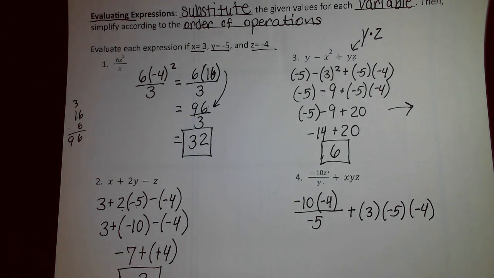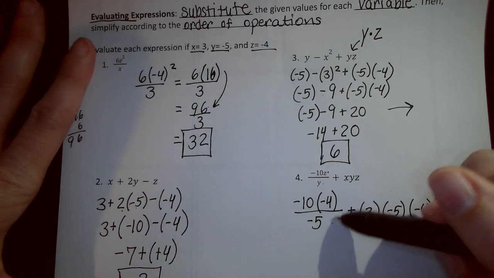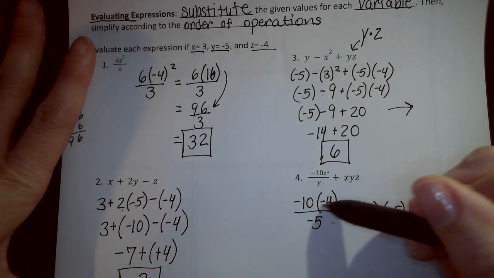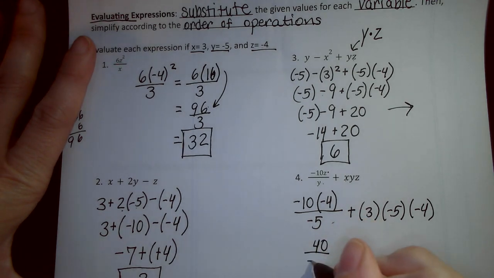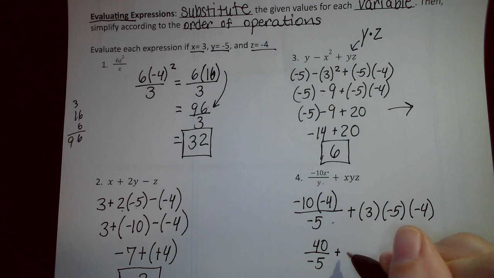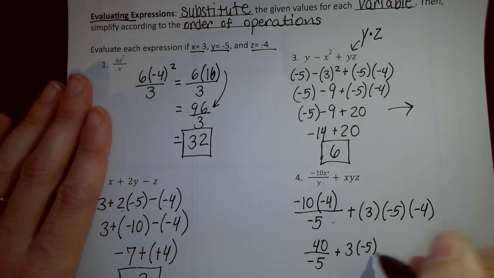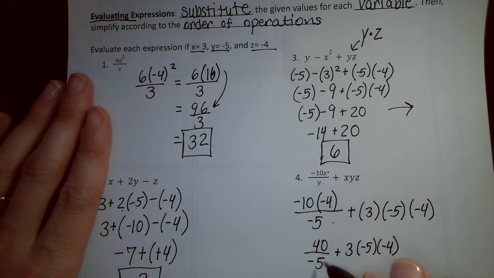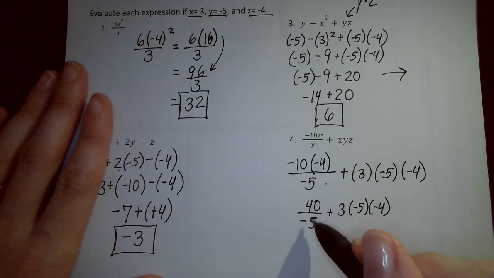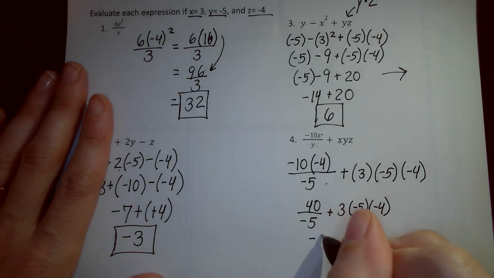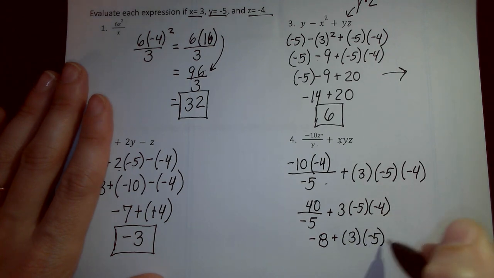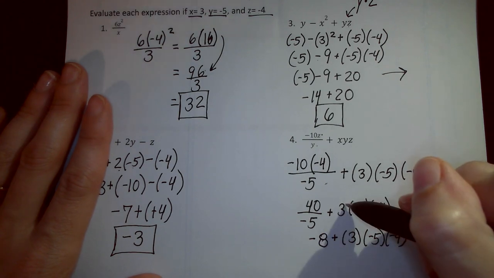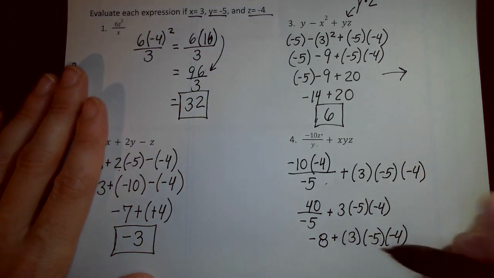Now that we've written that down, we ask ourselves, what happens first? Well, first I'm going to look at my grouping symbols, which fraction bars count as here, and I'm going to do the two groups. So negative 10 times negative 4 is 40 over negative 5 plus 3 times negative 5 times negative 4. Now 40 over negative 5, that's division, and that is going to be negative 8 plus 3 times negative 5 times negative 4. Yes, I don't have parentheses here, I do here. It doesn't matter because it's just multiplication.